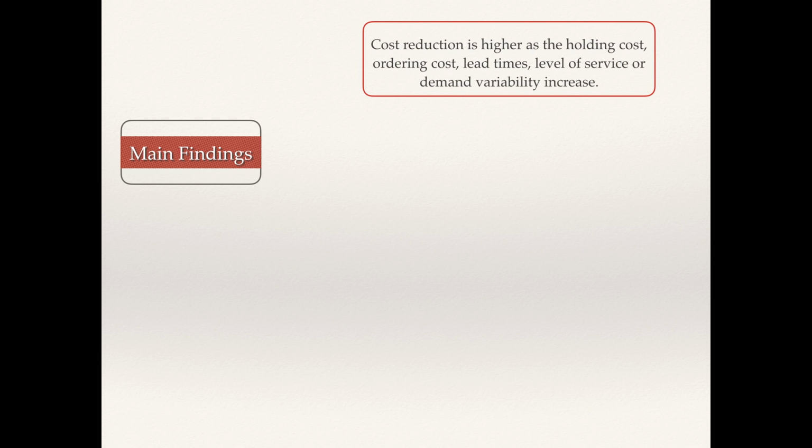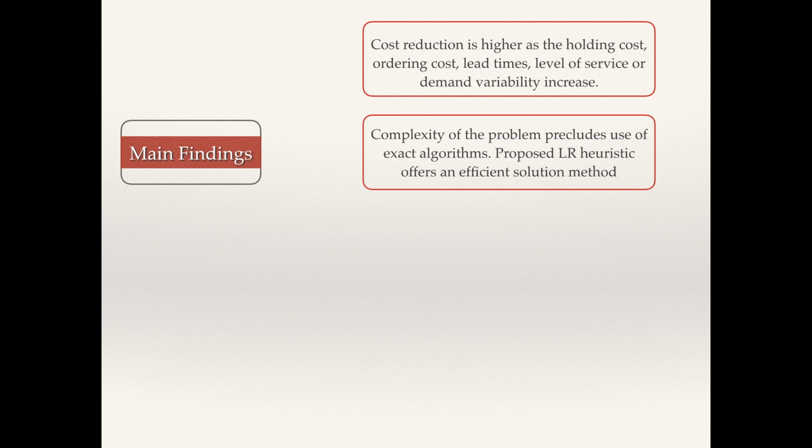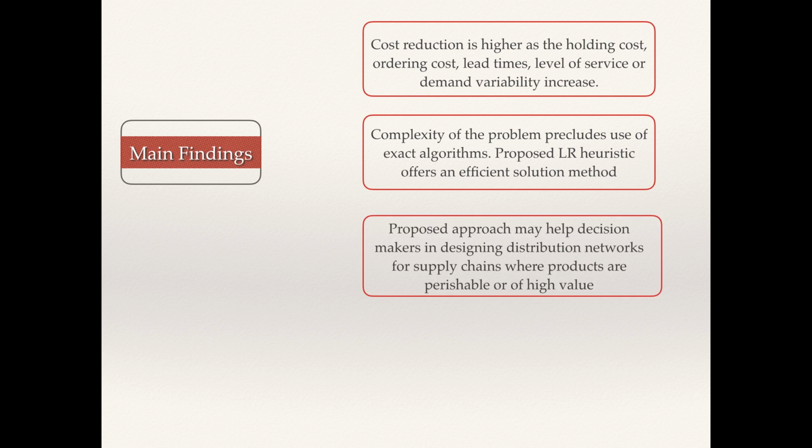The main findings of this research were synthesized in three families. First of all, the cost reduction is higher when the holding cost or the ordering cost are higher, or the lead times are longer, or the level of service is higher. Also, when the demand is highly variable, the cost reduction is better with this approach. Secondly, the complexity of the problem precludes the use of exact algorithms, and we need a heuristic method, and we offer an efficient method to find near optimal solutions.